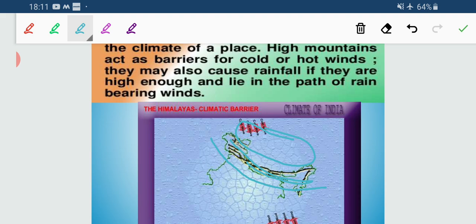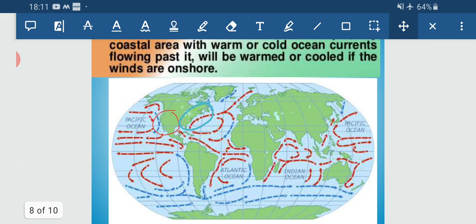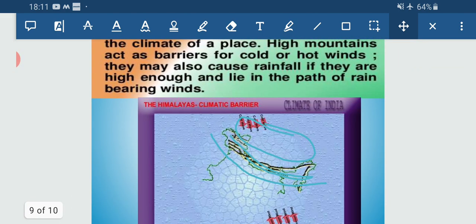Number 1 is the latitudinal factor, number 2 is the altitudinal factor, number 3 is the pressure and wind system, number 4 is continentality, that is distance from the sea, number 5 is oceanic currents, and number 6 is the relief factor. So all these factors have been discussed thoroughly with explanation.